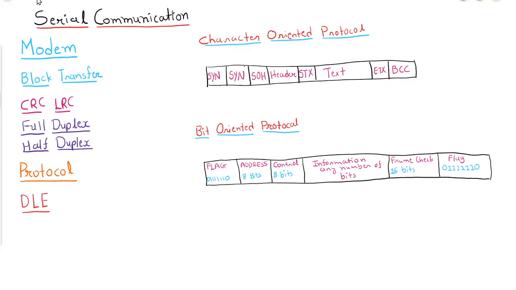In the previous tutorial we discussed input output communication. In this tutorial we will try to discuss what serial communication is. We will start our discussion with some of the terminology, then we will discuss the character oriented protocol and then the bit oriented protocol. So let us start with the terminology.